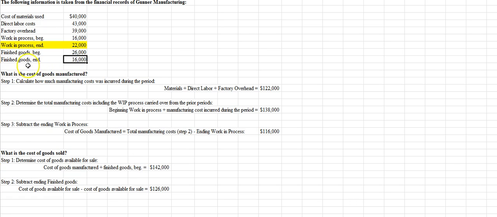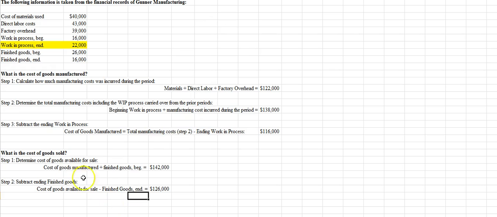I have ending inventory. I have ending finished goods. So I did not sell 16,000. So of my 142,000, if I subtract the 16,000 that I didn't sell, I come up with 126,000. That gives me the cost of goods sold. Cost of goods available for sale, which we calculated here, minus, and I did this wrong here, I should put cost of goods available for sale minus ending finished goods, right? Because we did not sell that.